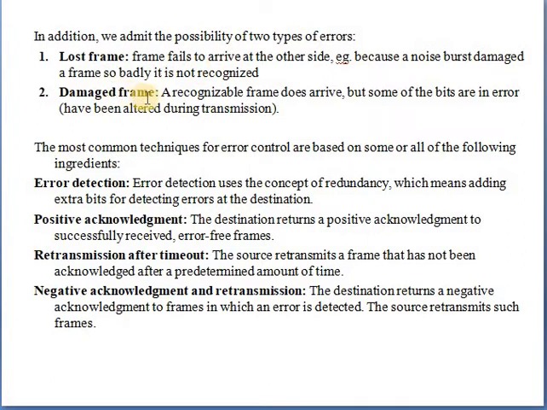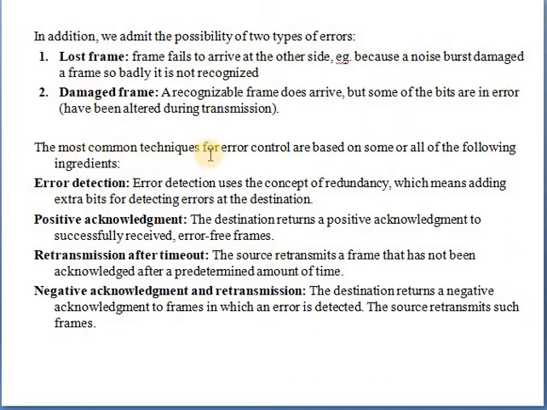And what do damaged frames mean? A recognized frame does arrive, but some of the bits are in error, having been altered during the transmission. This is called a damaged frame. It means the data has reached the receiver side, but there are some errors in the data, so it is called a damaged frame. These two types of error occur during the transmission.